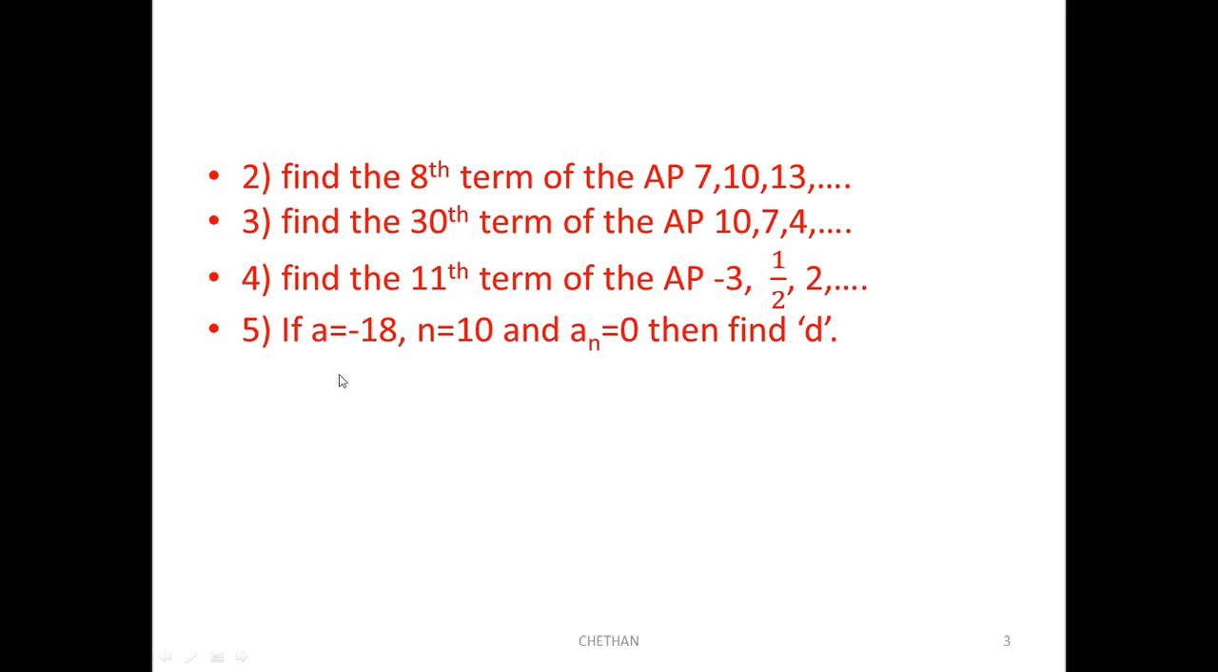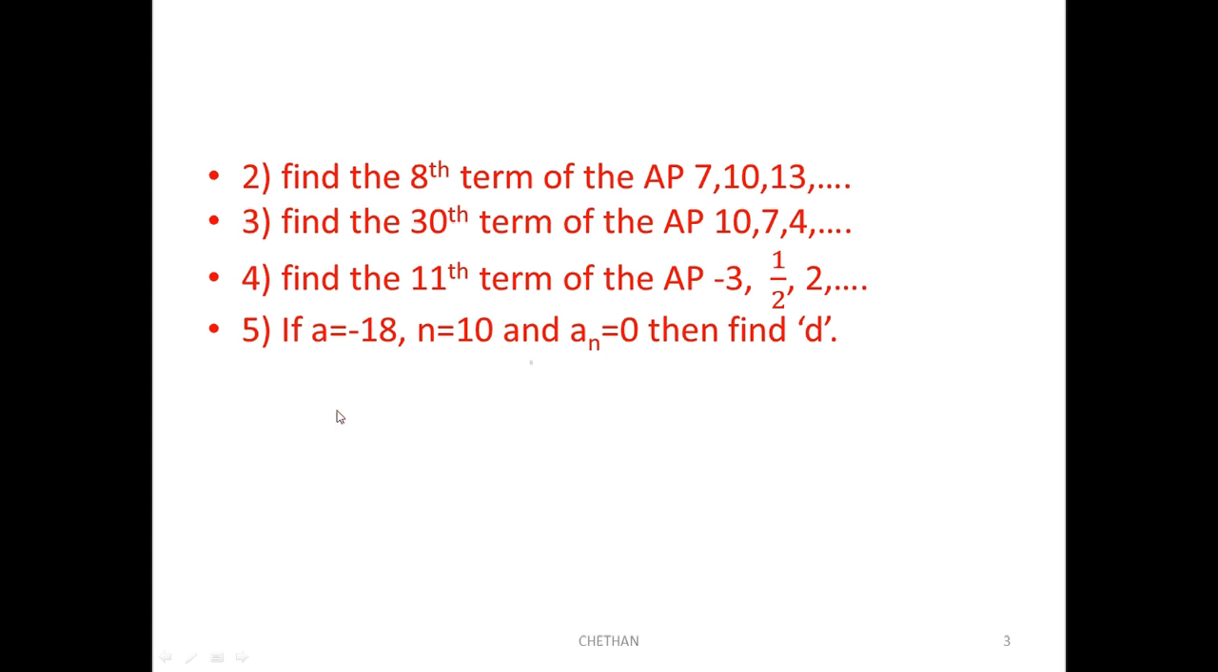See, this is a different method. So I am going to solve this problem on the basis of the previous problem; the second, third and fourth problems you have to solve. See, the fifth problem is like this. If a is equal to minus 18, n is equal to 10 and an is equal to 0, then find d. They have given the first term, n, and also the an value. We have to find d, meaning the common difference.